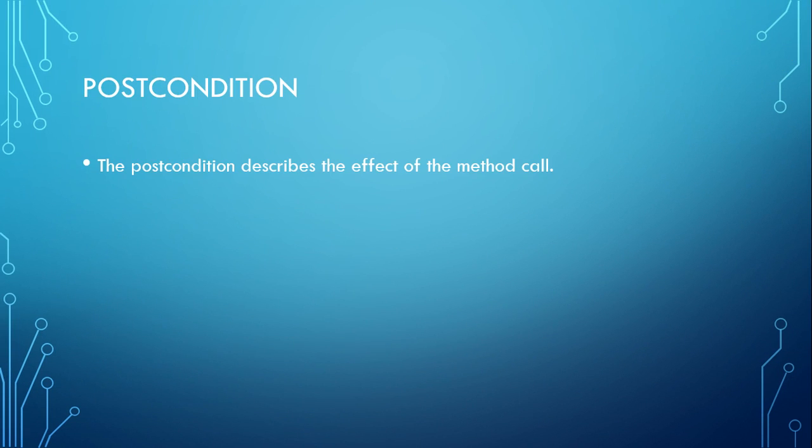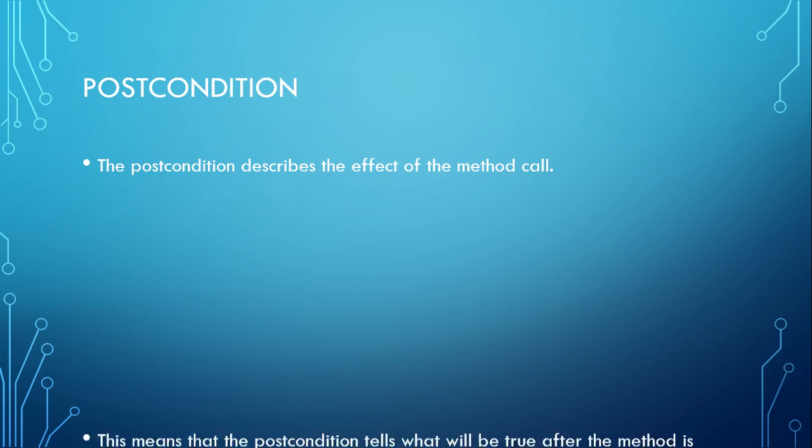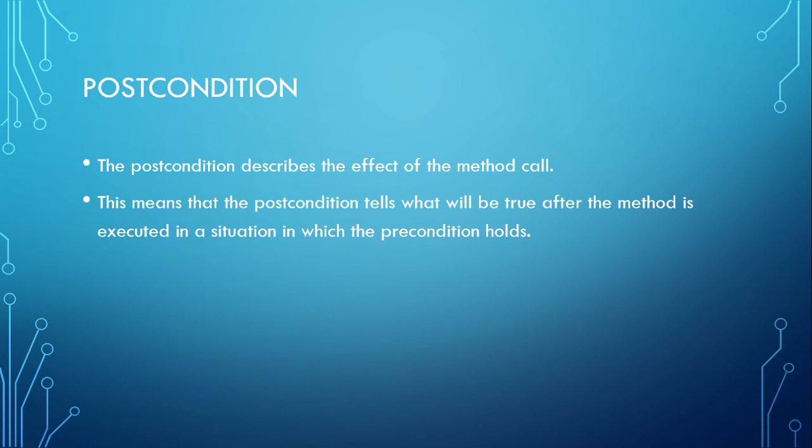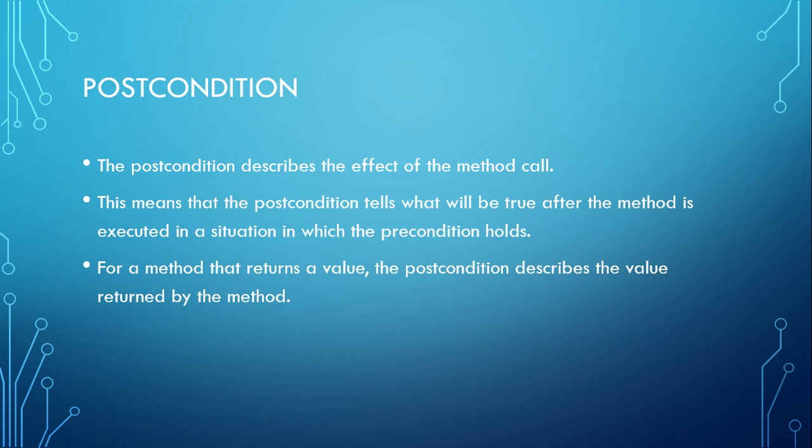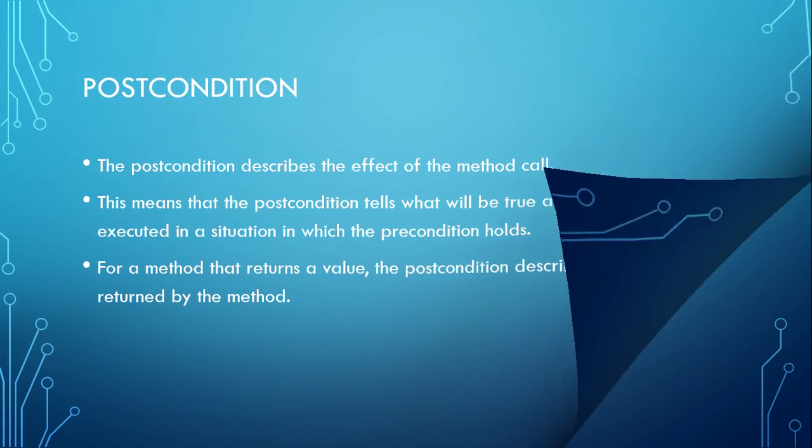Conversely, we have postcondition, which describes the effect of a call. So whether it's a void method or a return method, it's going to give some kind of description. This means that the postcondition tells what's going to be true after the method is executed in a situation in which the precondition holds. So the precondition says, if this is true, the method can happen. Postcondition says, the method happened. What was the result? So for a method that returns a value, the postcondition describes the value that's returned by the method. Whether it's an int or a string or a Boolean, it's going to help describe that result.